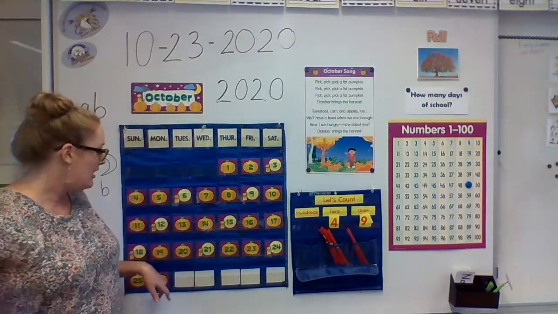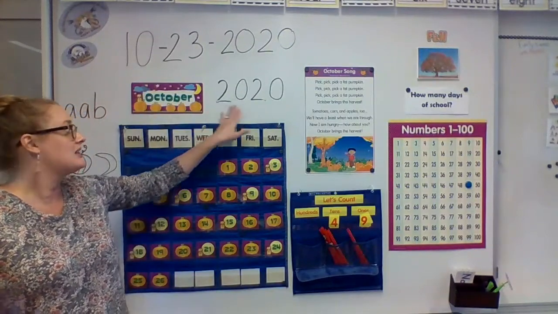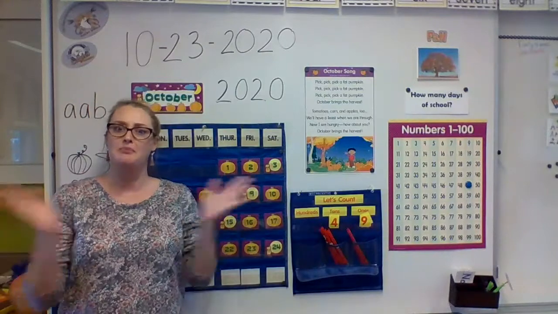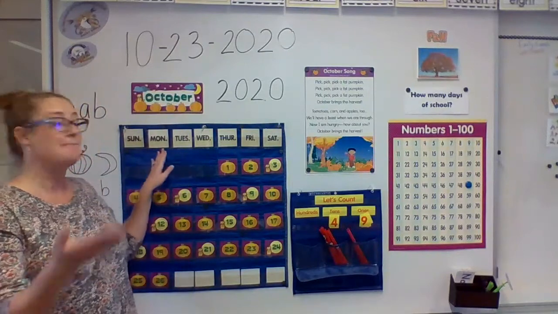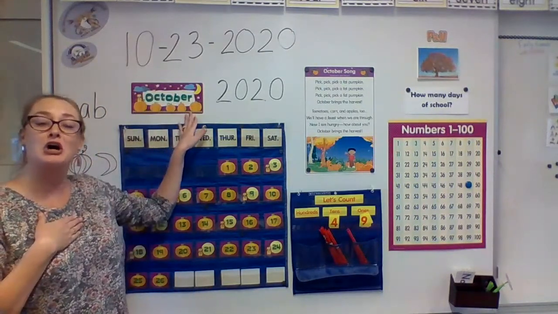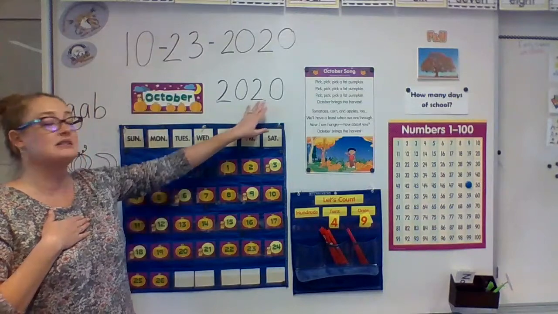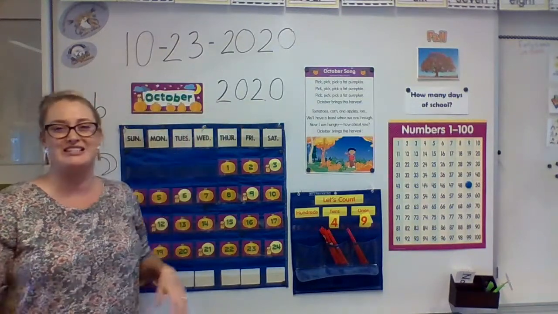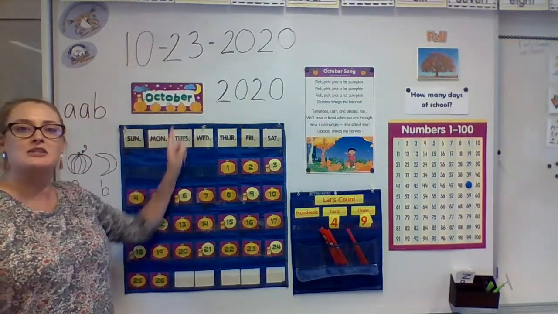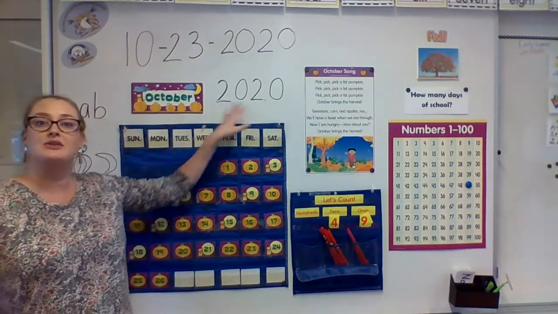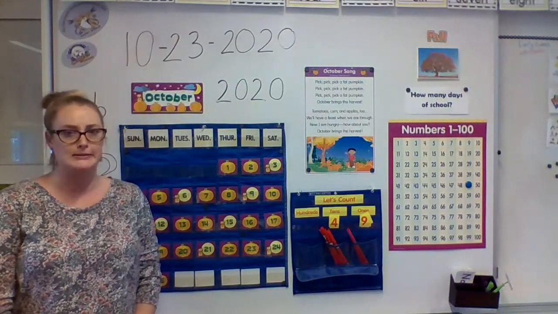Wonderful job. All right, so we said it was Monday. We know it's October. It's the 26th, and the year is 2020. Can you help me put that together and repeat after me? Today is Monday. October, 26th, 2020. Good, let's put it together and say it together. Today is Monday, October 26th, 2020. Good job. I am very impressed. You guys have been learning so much.